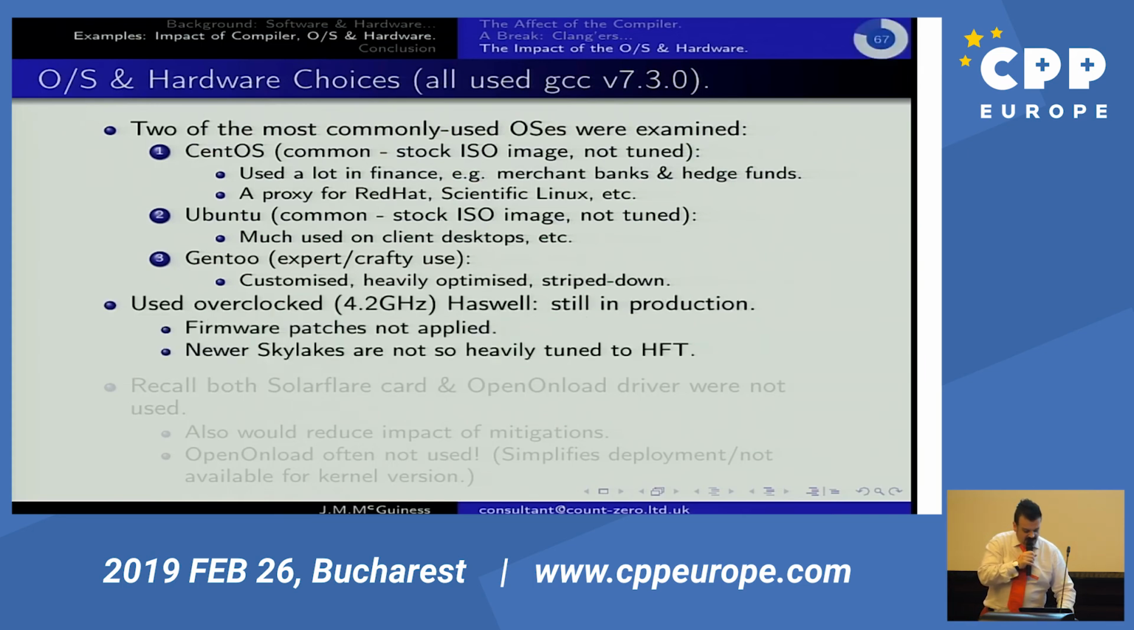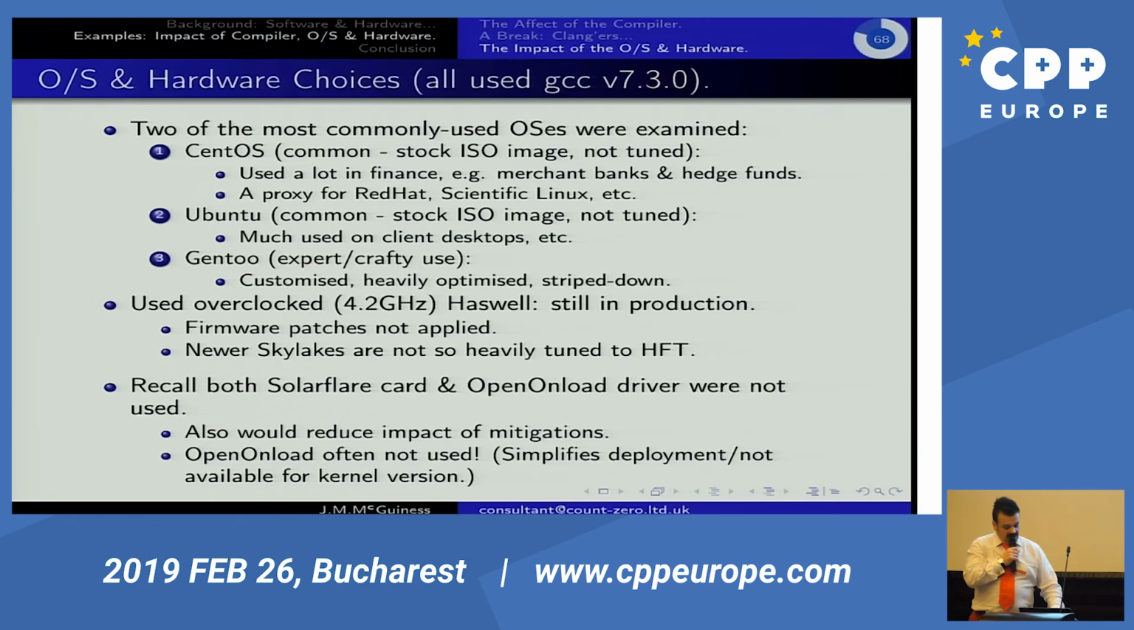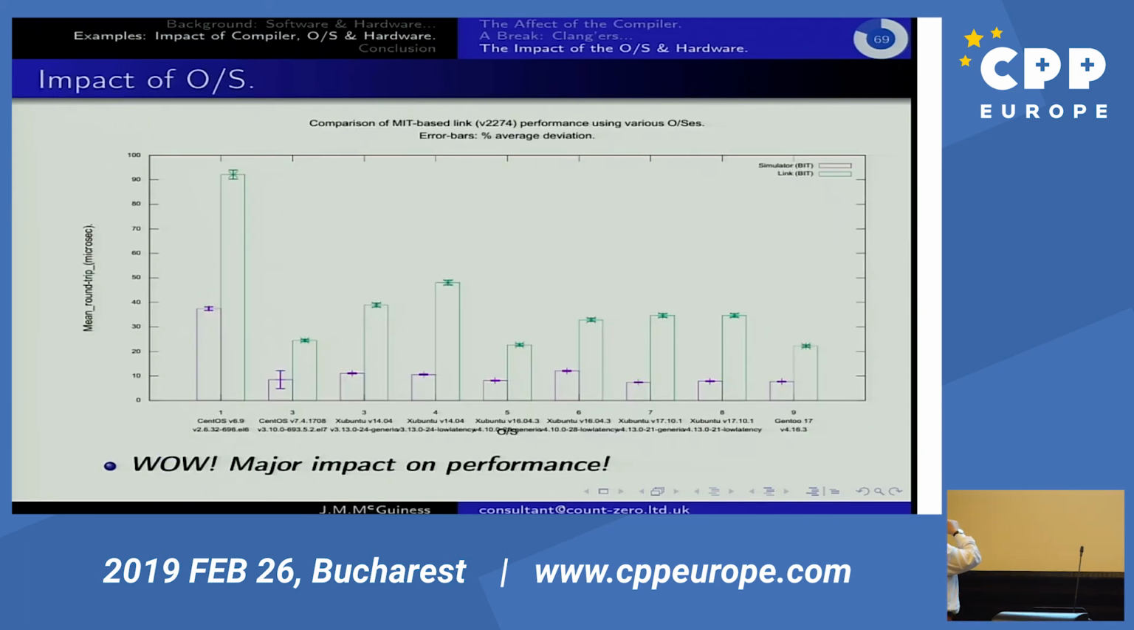Now, I mentioned operating systems. What's the impact of that? Well, I'm going to cut the results quickly. We see CentOS, Xubuntu, and Gentoo. The Gentoo is a cut-down installation. We can see there is a dramatic difference in impact from the operating system alone. Look at that. See the CentOS 6.9? Over 90 microseconds. Lower is better. Gentoo, or Xubuntu, it's just over 20 microseconds.